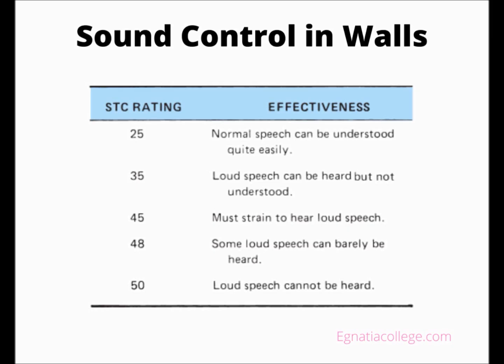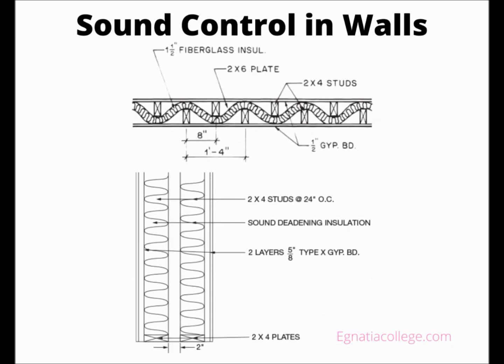To provide privacy between the housing units, common walls and floors should not allow the sound from one unit to be heard in the next unit. The measurement of the capability of a building element to reduce the passage of sound is its sound transmission classification, STC. The word acoustic is often used when talking about sound control.